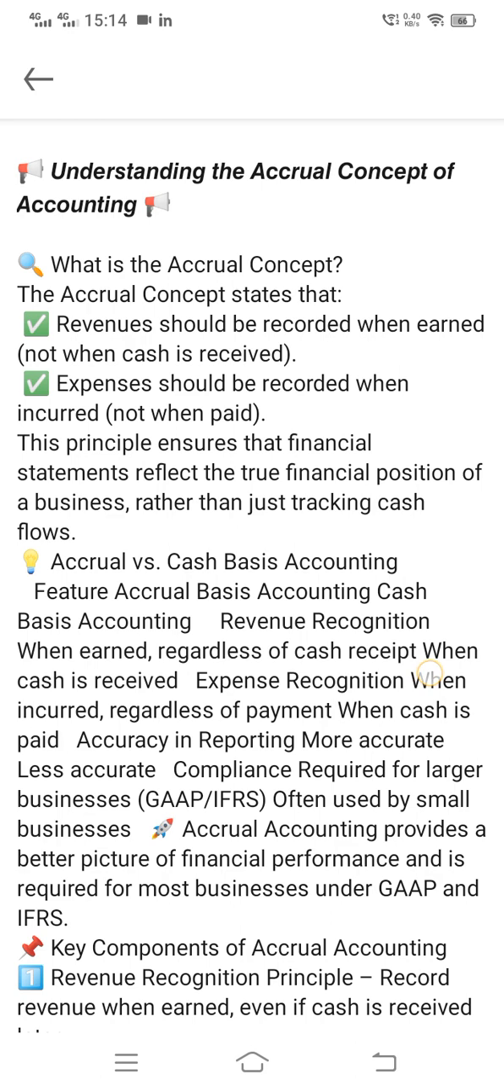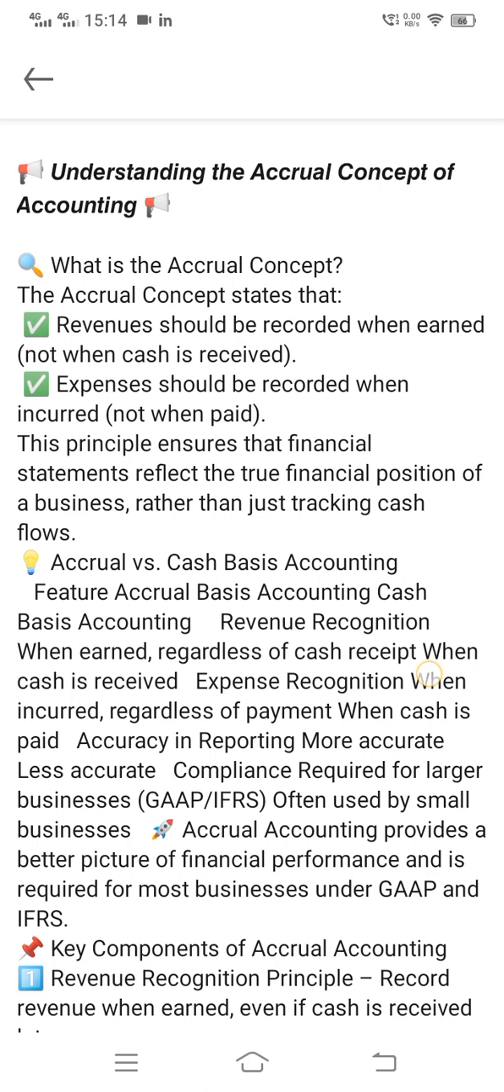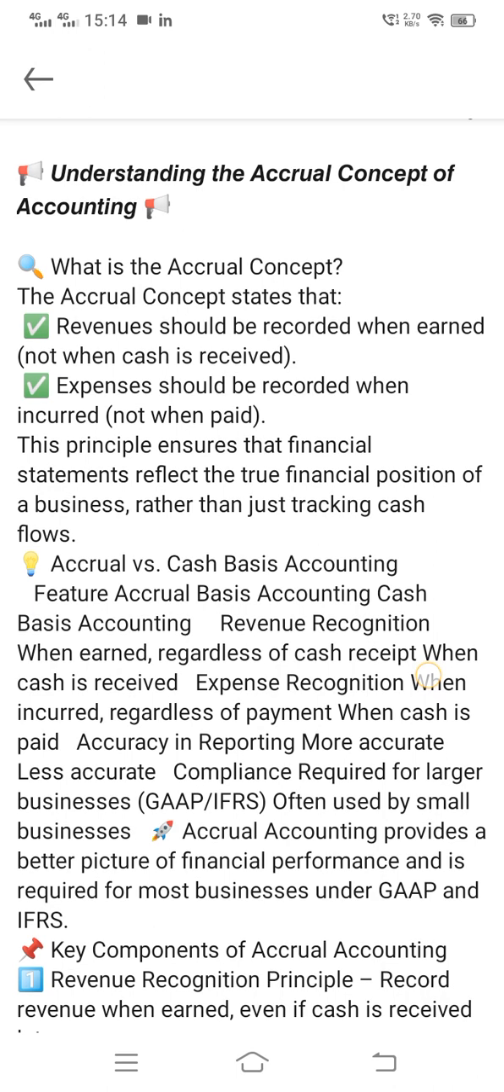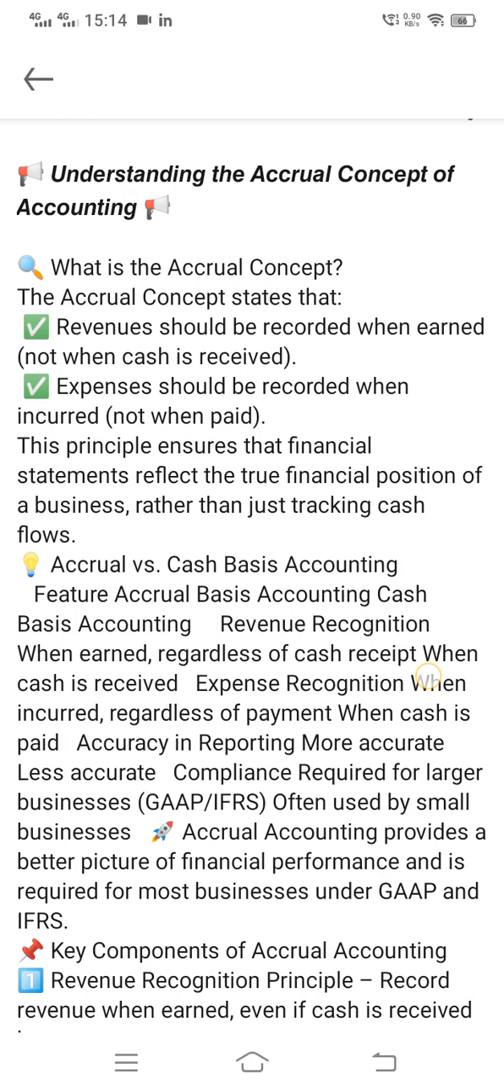Now the key components. Majorly we have two key components in accrual. One is the revenue recognition principle, and the other one is expense recognition. This is going to be repeated because we have already read it, so no problem, we will read it again and try to understand it in a different way, but the same thing.